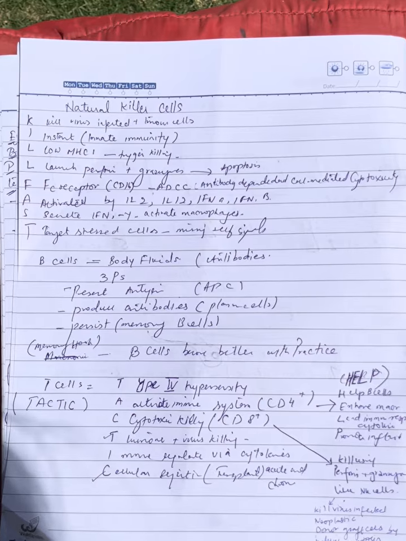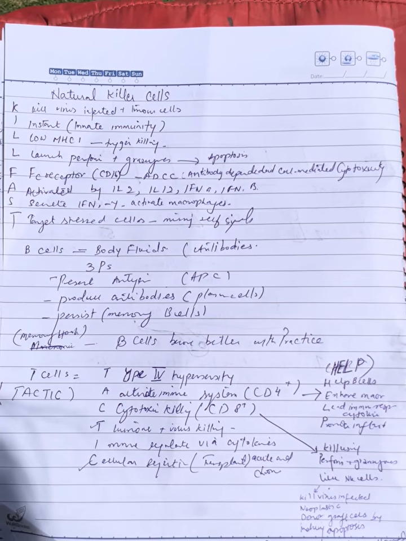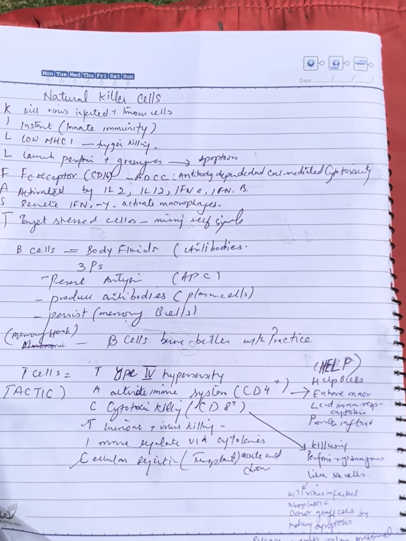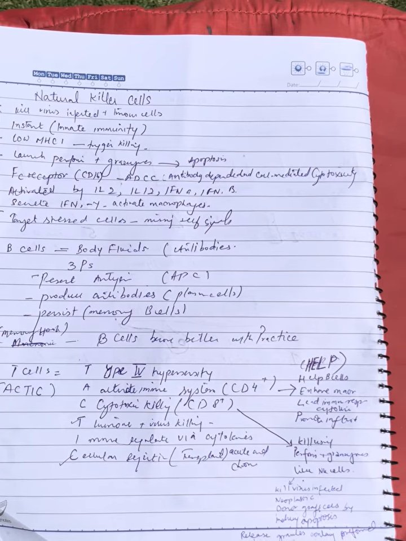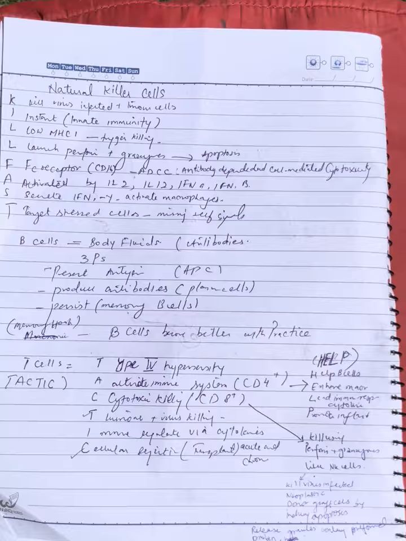B cells are responsible for the antibodies, and there are 3 P's. They present the antigens, they produce the antibodies, and they persist like memory cells. So next, B cells become better with practice, so they are responsible for the memory B cell as well.